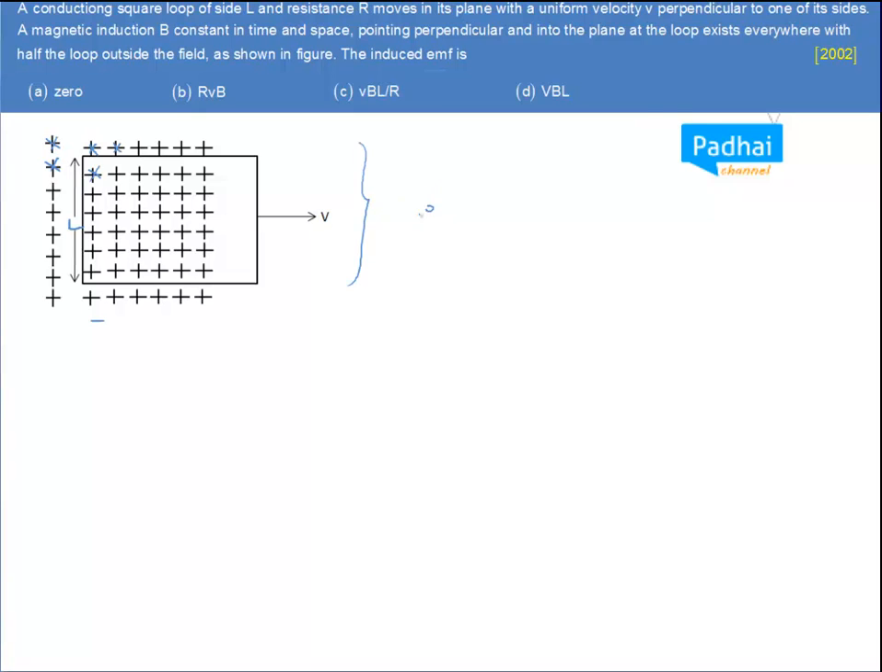EMF induced is given by minus d phi by dt, where phi is the flux, which will be B dot A. B is into the plane of the paper, and area we can take clockwise, so the angle is 0. Since B is constant, we can take it out. This will not change. So minus B into dA by dt.